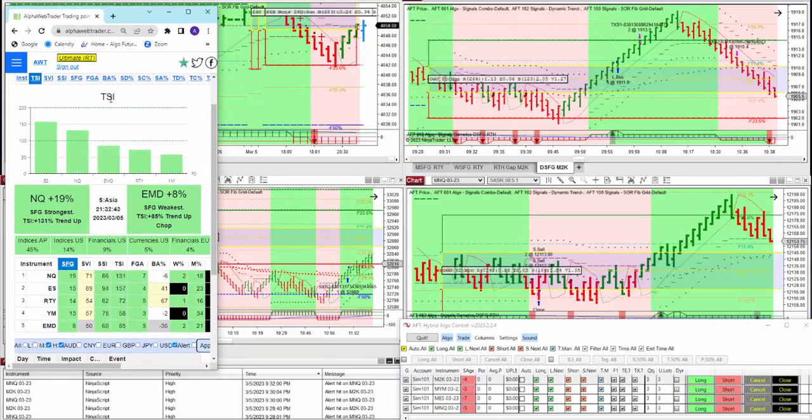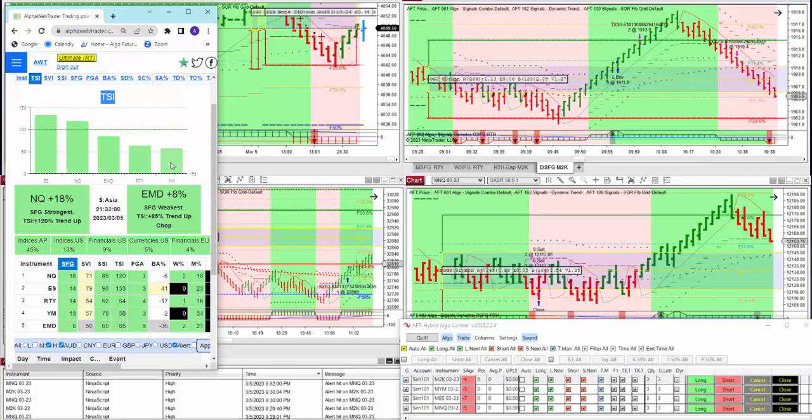I looked at the TSI here. That's the Trend Strength Index. It measures the momentum of each of the markets. And right now you can see the market's open Sunday evening, and the S&P looks like the stronger market, followed by the NQ, and the weakest is the YM.